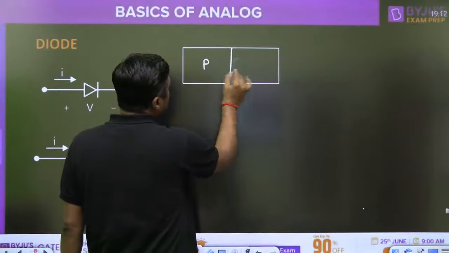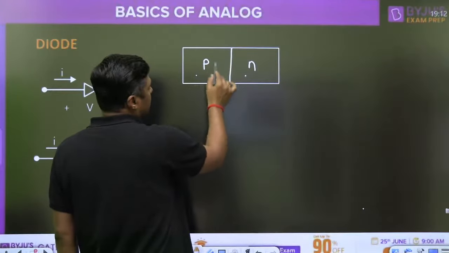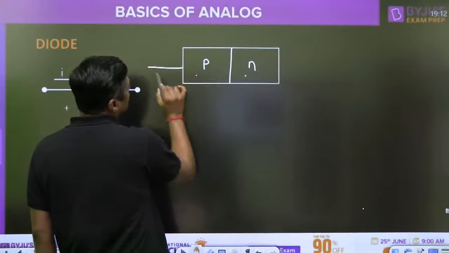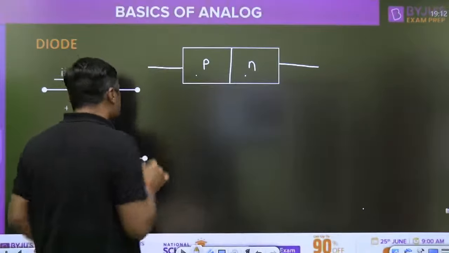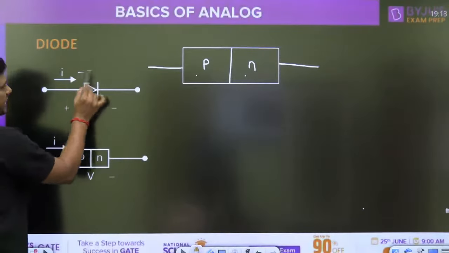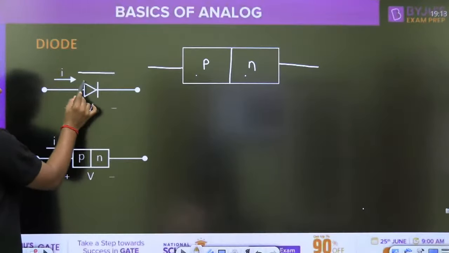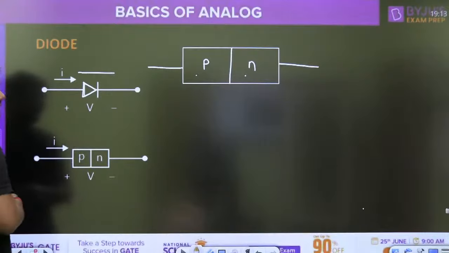This is the P type, this is the N type: P type semiconductor, N type semiconductor. Here we have the metallurgical boundary. This is called the anode terminal, this is called the cathode terminal, and that is the symbol for the diode. Current will flow from P side to N side. That's why the arrow is drawn, which gives the direction of the current. And this is the PN junction.